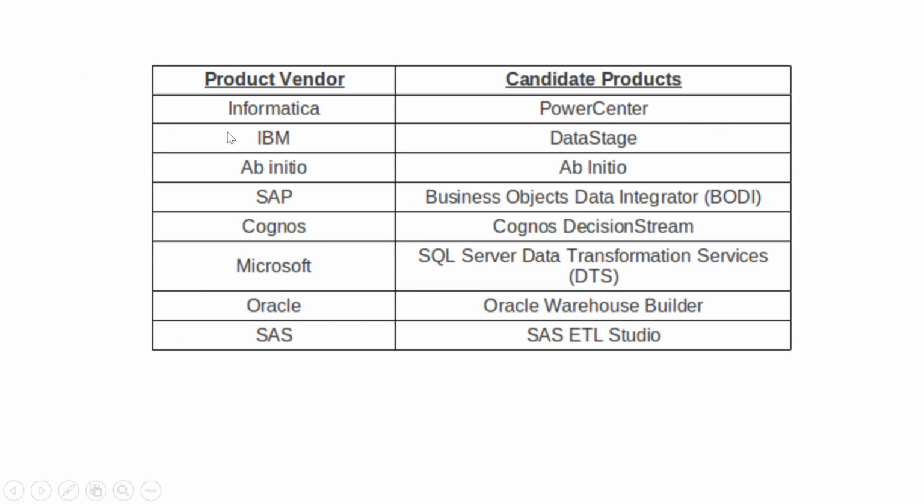It is called PowerCenter. In IBM we have DataStage, Ab Initio. For SAP there is Business Objects Data Integrator. There is a tool called Cognos Decision Stream. In Microsoft, there is SQL Server Data Transformation Services. In Oracle, there is Oracle Warehouse Builder, and SAS ETL Studio. I also had Talend. Talend is an ETL tool, Talend Studio. So there are lots of ETL tools available for connecting various data source systems and going ahead with this data loading strategy. Okay.